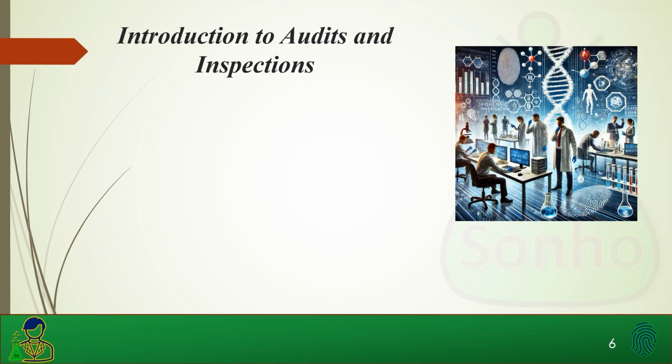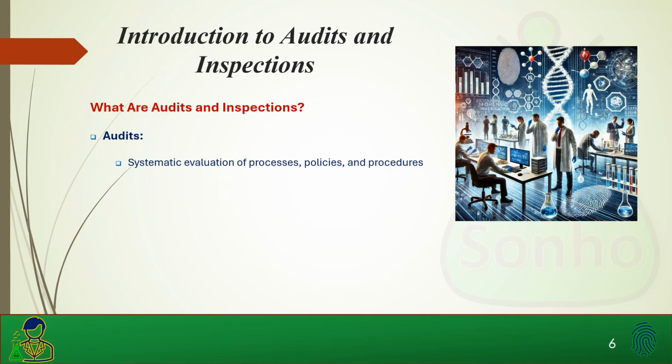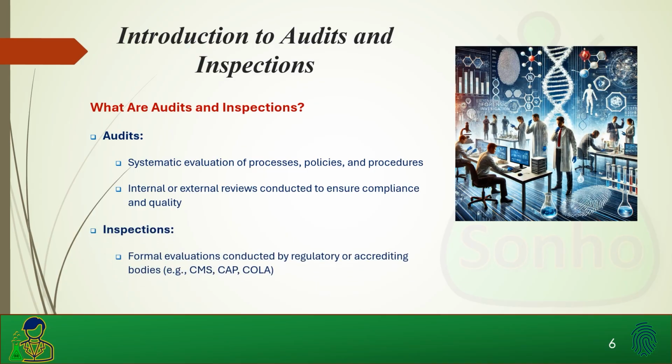So digging into audits and inspections. What are audits and inspections? Audits are systematic evaluation of processes, policies, and procedures. They can be internal or external reviews conducted to ensure compliance as well as quality. Inspections are formal evaluations conducted by regulatory or accrediting bodies such as CMS, CAP, or COLA. They focus on adherence to standards and operational effectiveness.